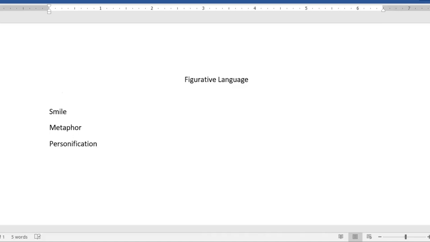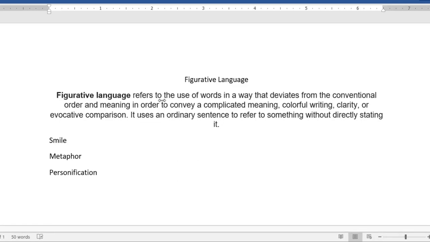Let me just put some text here. Now see, what is figurative language? Figurative language refers to the use of words in a way that deviates from the conventional order and meaning in order to convey a complicated meaning, colorful writing, clarity, or evocative comparison. It uses an ordinary sentence to refer to something without directly stating it. So it is a kind of strategy to share our ideas in a more colorful way, in a more complicated meaning. So our ideas become more clear or maybe more evocative.